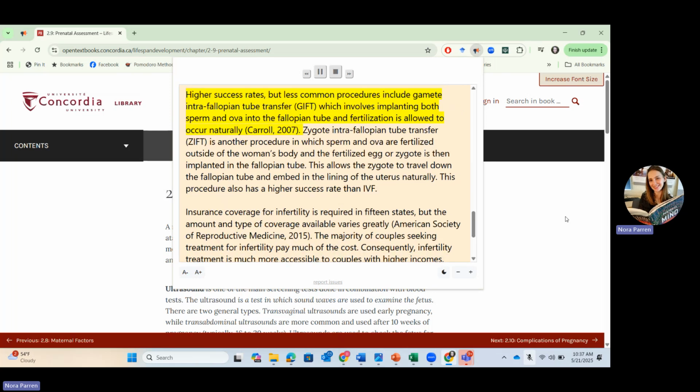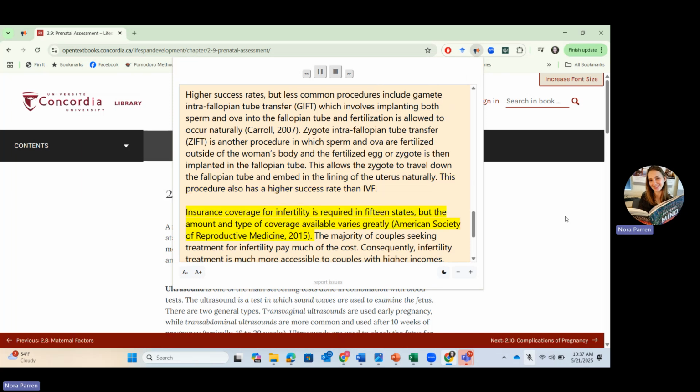Higher success rates, but less common procedures, include gamete intrafallopian tube transfer, GIFT, which involves implanting both sperm and ova into the fallopian tube, and fertilization is allowed to occur naturally (Carroll, 2007). Zygote intrafallopian tube transfer, ZIFT, is another procedure in which sperm and ova are fertilized outside of the woman's body and the fertilized egg or zygote is then implanted in the fallopian tube. This allows the zygote to travel down the fallopian tube and embed in the lining of the uterus naturally. This procedure also has a higher success rate than IVF.